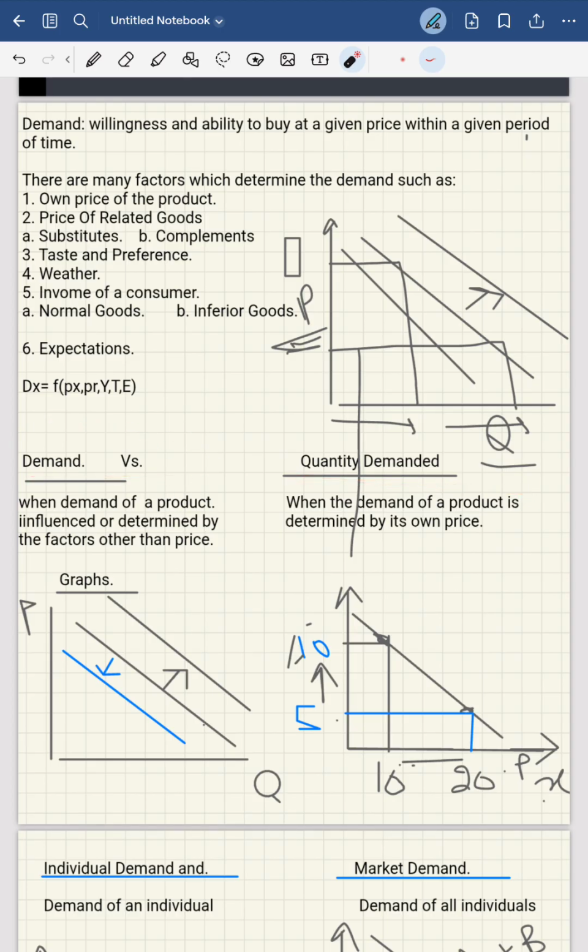When we consider the demand of a product in terms of factors other than price, like substitutes, complements, weather, income, etc., then we say that it is demand. But when we consider the demand of a commodity in terms of its price, we say that it is quantity demanded. So here on the y axis there is price, and on the x axis there is quantity demanded. Not demand, here it is quantity demanded, because it is in terms of price. Okay.